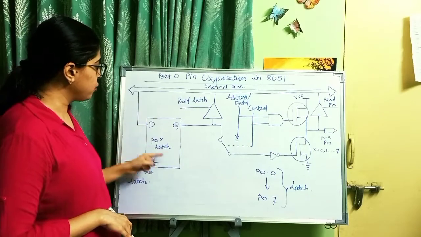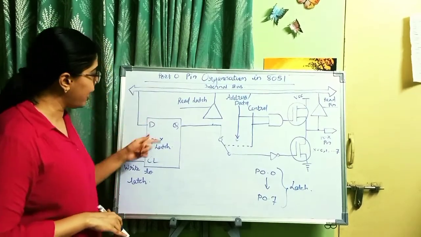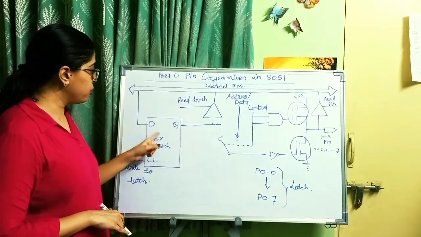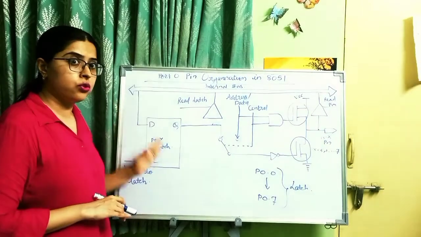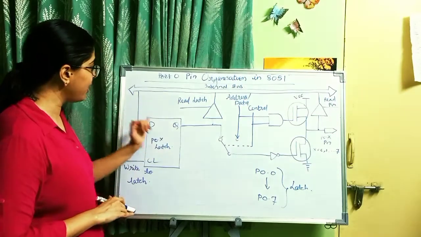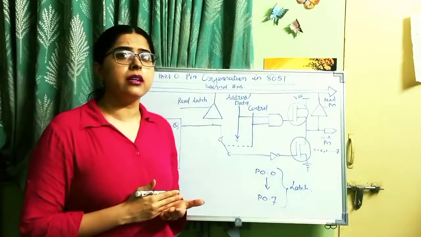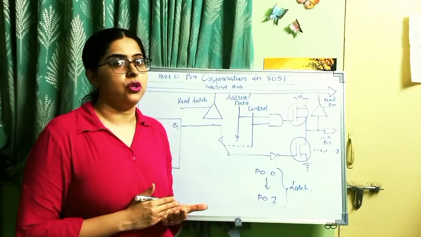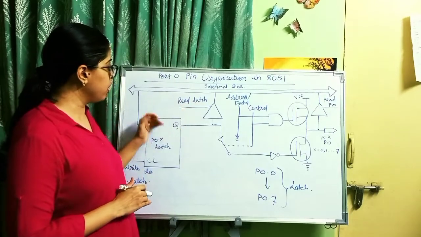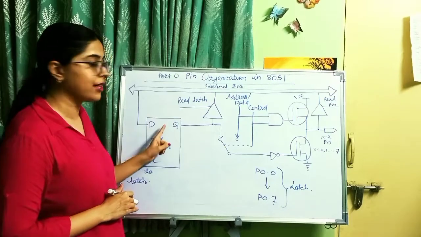Whenever logic 1 or logic 0 is clocked into this D latch via this internal bus, the logic 0 or logic 1 is stored in the D latch. The corresponding write signals are issued to this D latch. Now, suppose I want to read the content of this D latch. So what will happen? This read latch is used to read the contents of this latch.